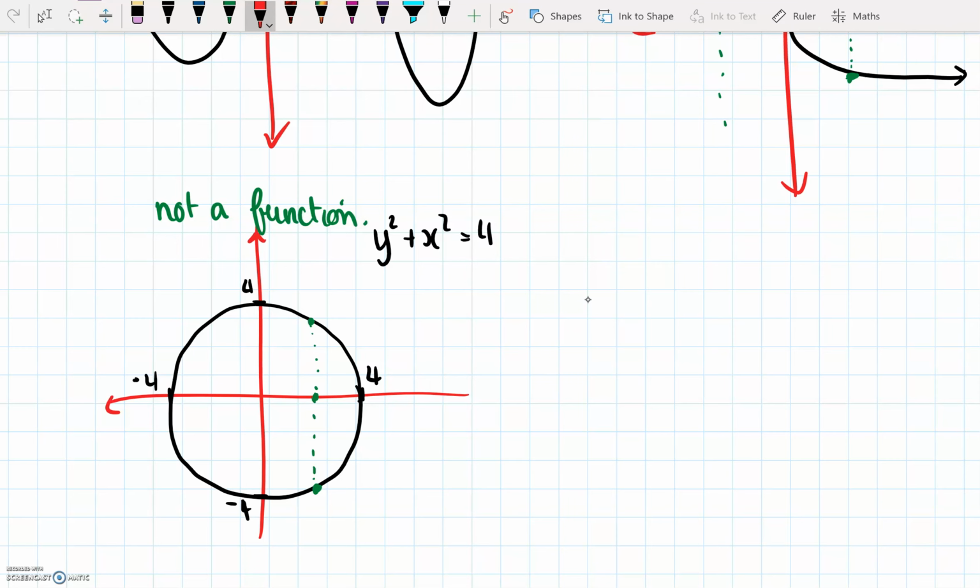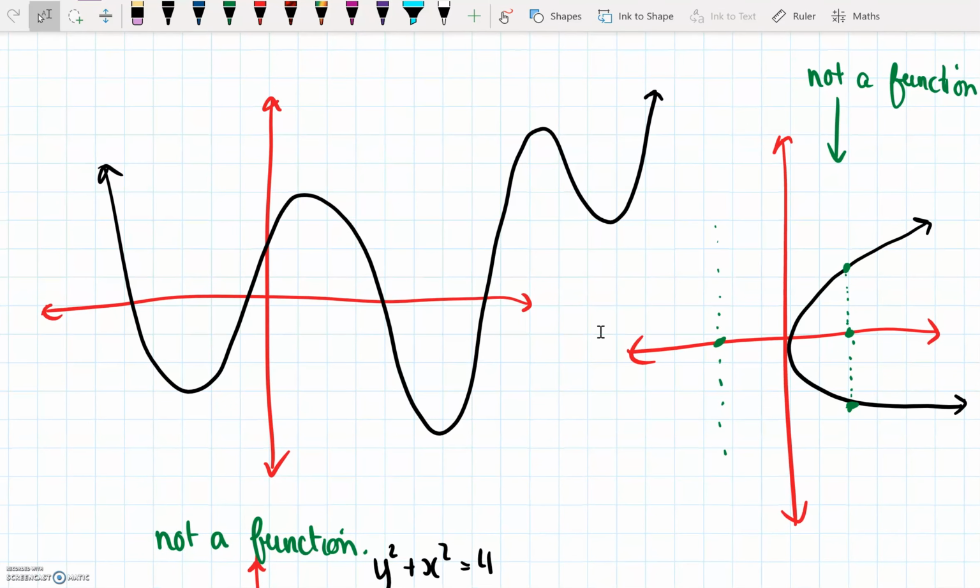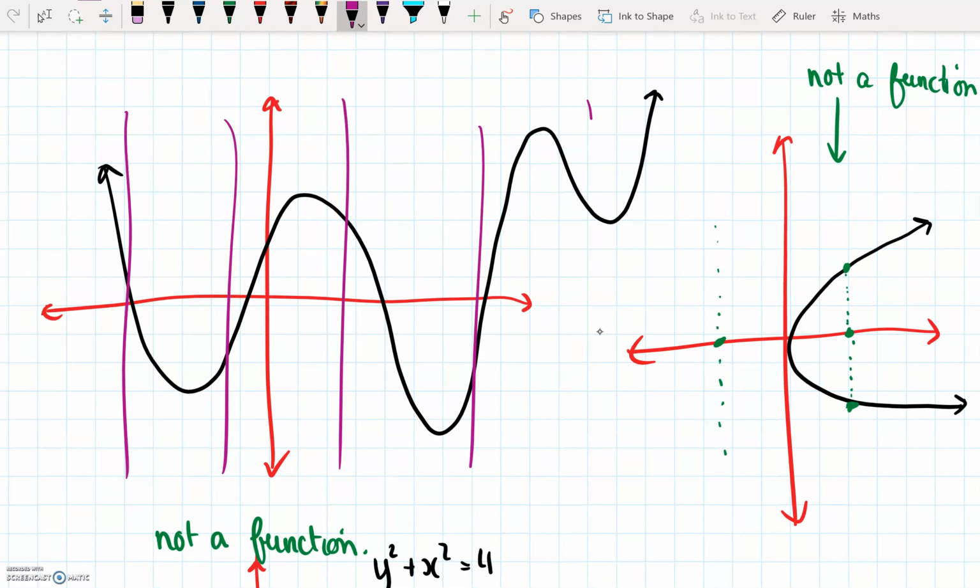Now, we call this the vertical line test. Okay, so if you draw a vertical line and it touches the function twice, or touches the line twice, then it's not a function. Okay, you can see over here, it doesn't matter where we draw a vertical line, it'll only touch it once. It never touches it more than once. Okay, so these are all functions.